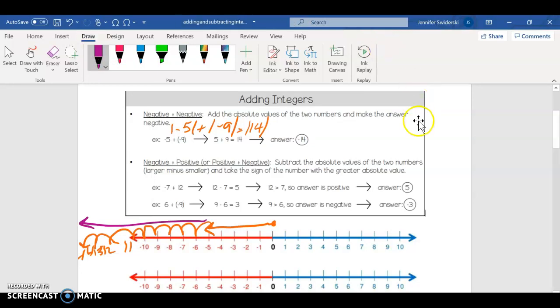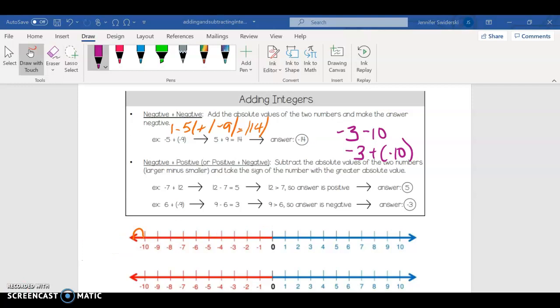Okay. Another example might be something like this. We're going to write this down. -3, we're going to say -10. That's the same. Some of you might be used to saying, well, -3 plus -10. Those are going to be the same exact thing. Well, I know that this is going to be -13, right?